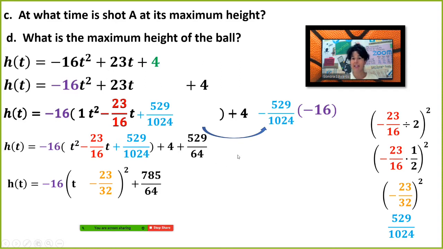Now that we have this in vertex form, we can of course pick out the vertex. So our vertex here is the opposite of this number, so 23 over 32, comma, and then 785 over 64. Now that we have the vertex, we can answer these two questions. At what time is the shot at its maximum height?